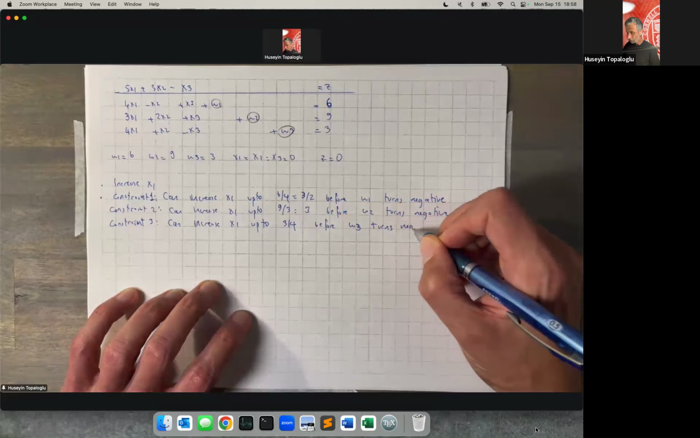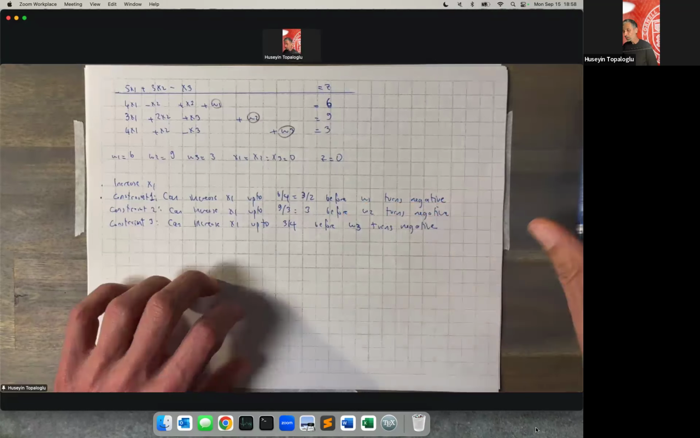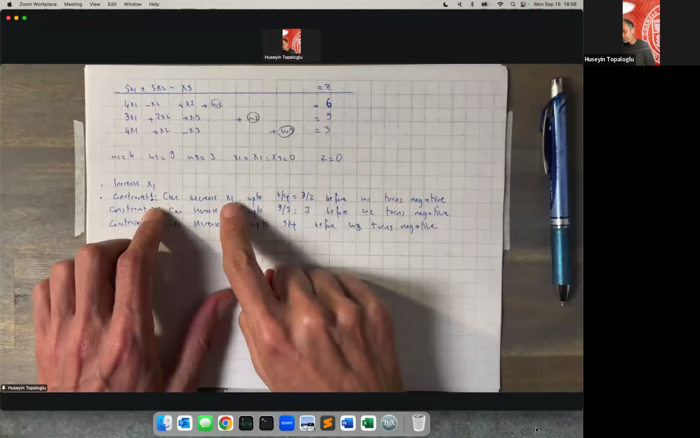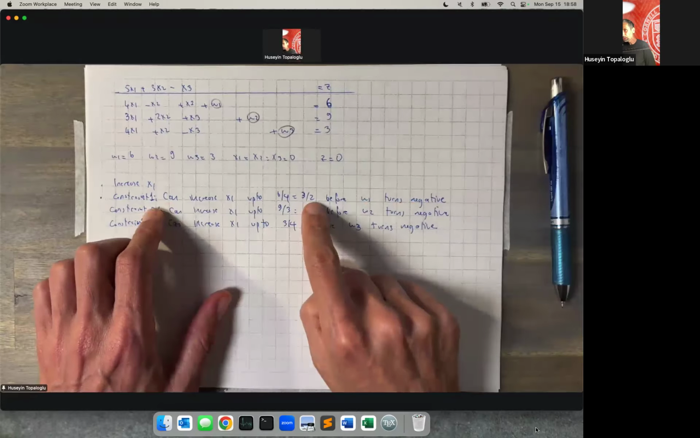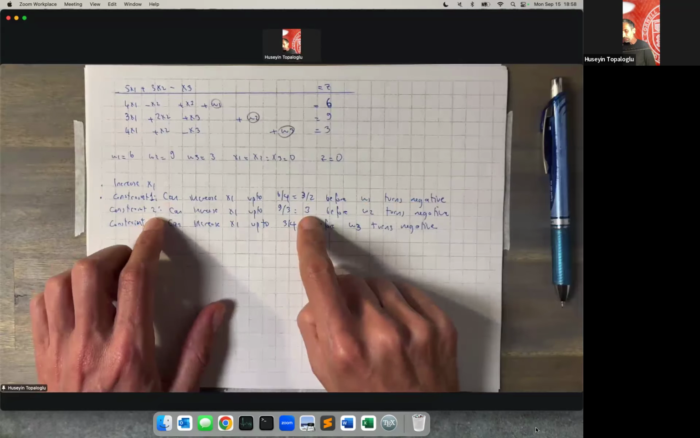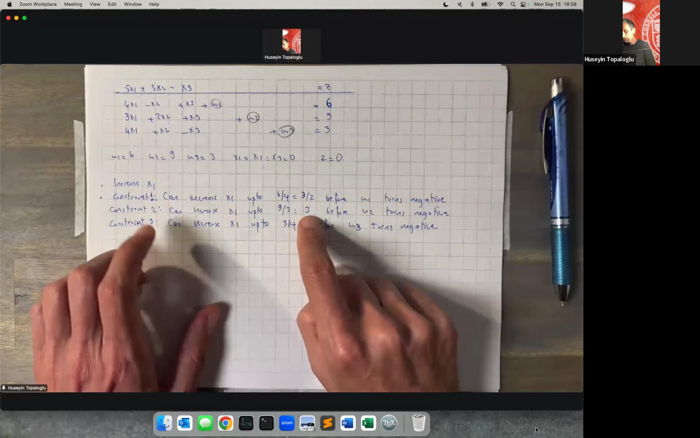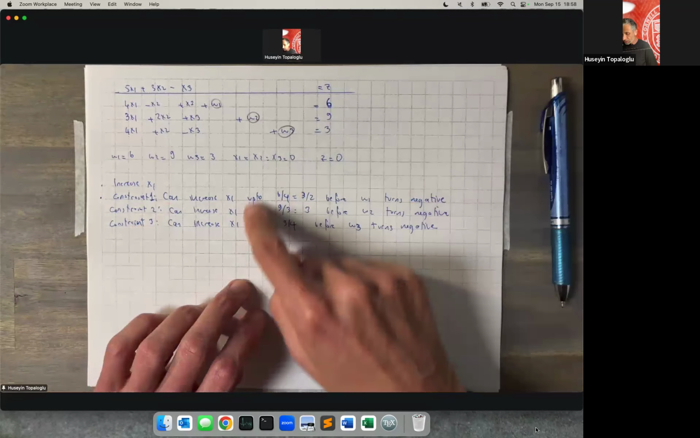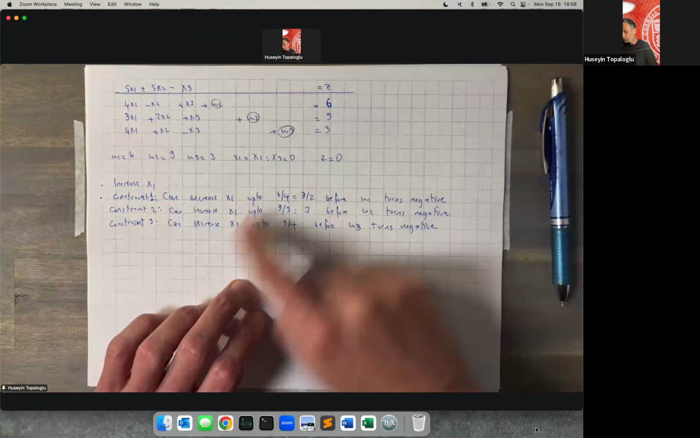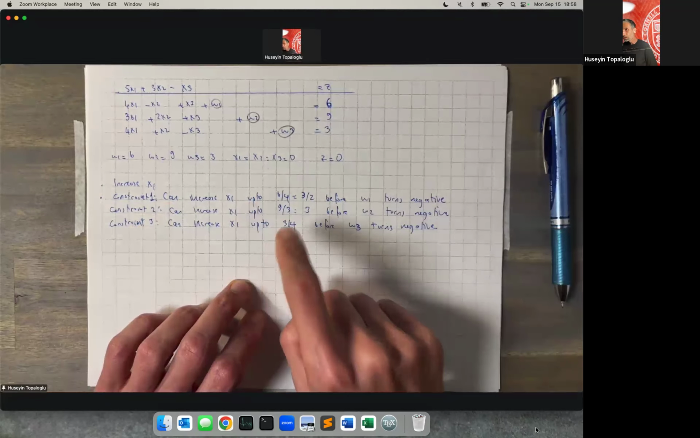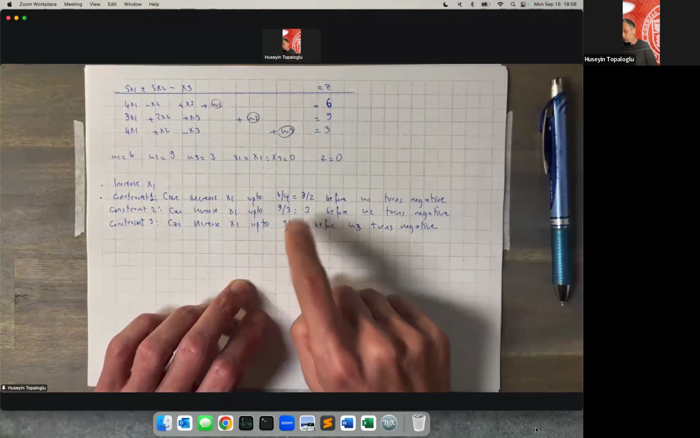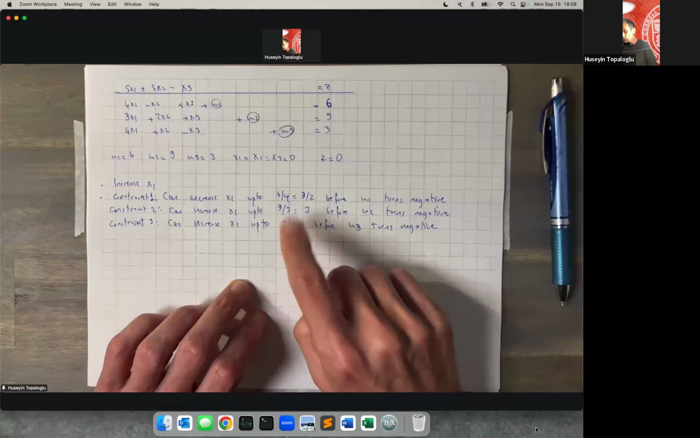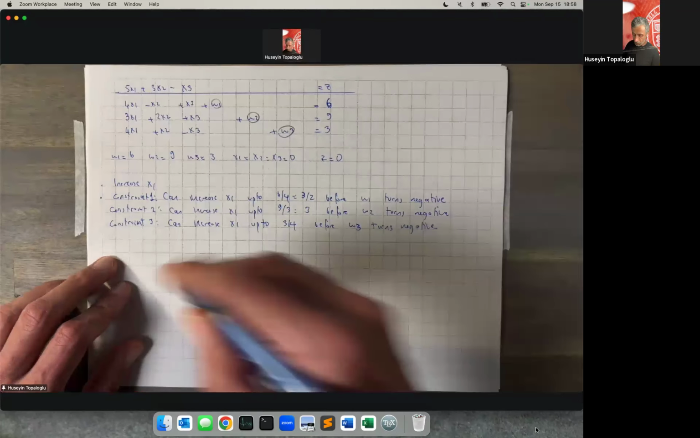So the first constraint row says you can increase x1 all the way to 3 over 2 before you get in trouble. Second constraint says you can increase x1 all the way to 3 before you get in trouble. Third constraint says you can increase x1 all the way to 3 over 4 before we get in trouble. So then what is the largest we can increase x1 to before we get in trouble? As soon as we increase x1 beyond 3 over 4, we're going to start getting in trouble. So the largest we can increase x1 up to is 3 over 4.